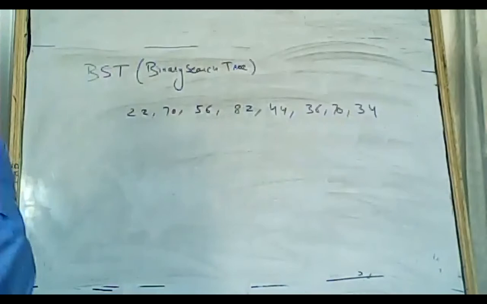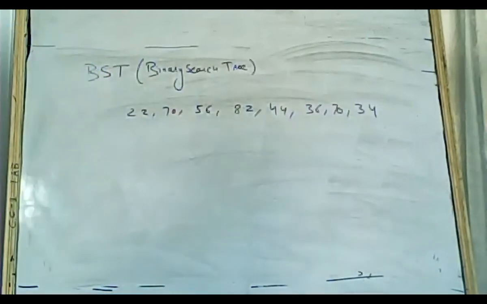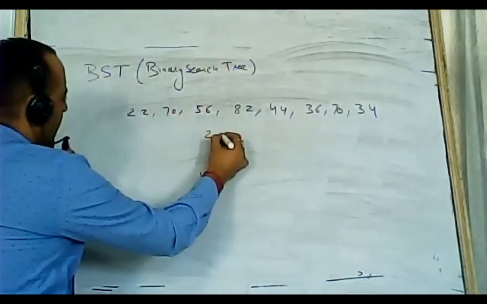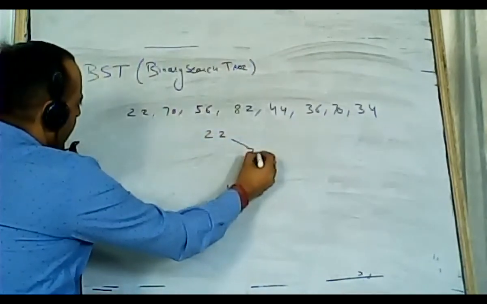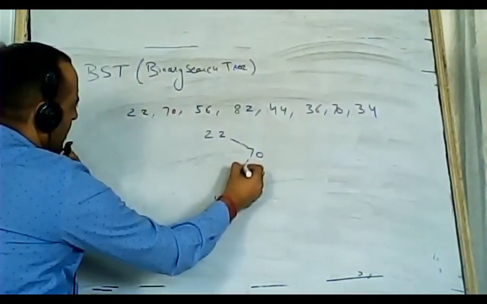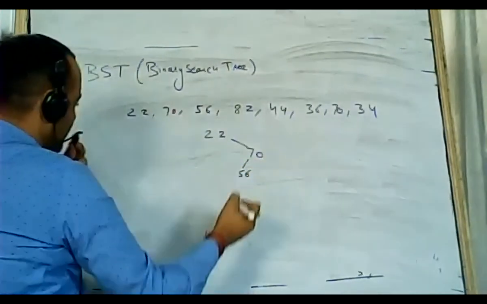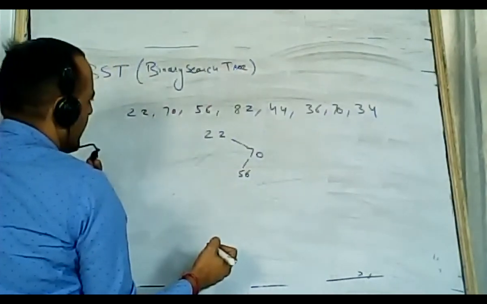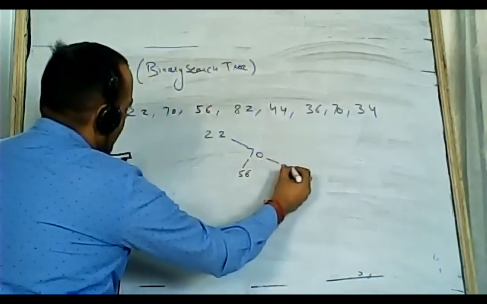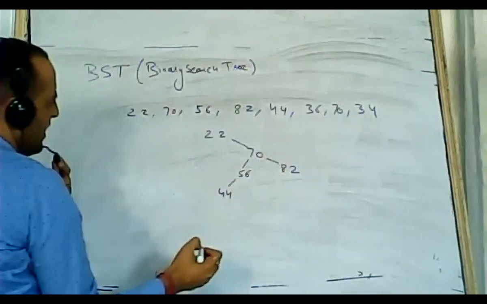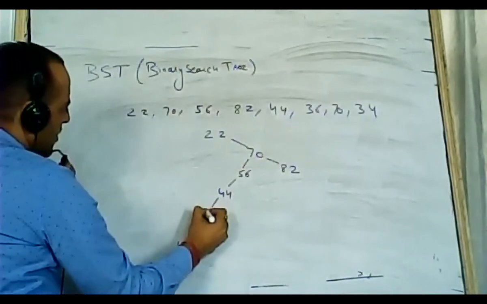Make a binary search tree. Root node is 22. Right node 70. Then 70's left node is 56. Right of 70 is 82. And 56's left node is 44. 44's left node is 36.